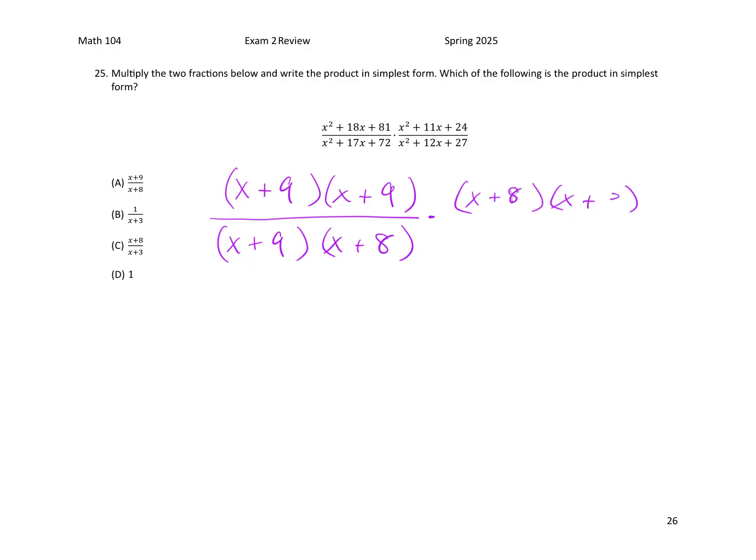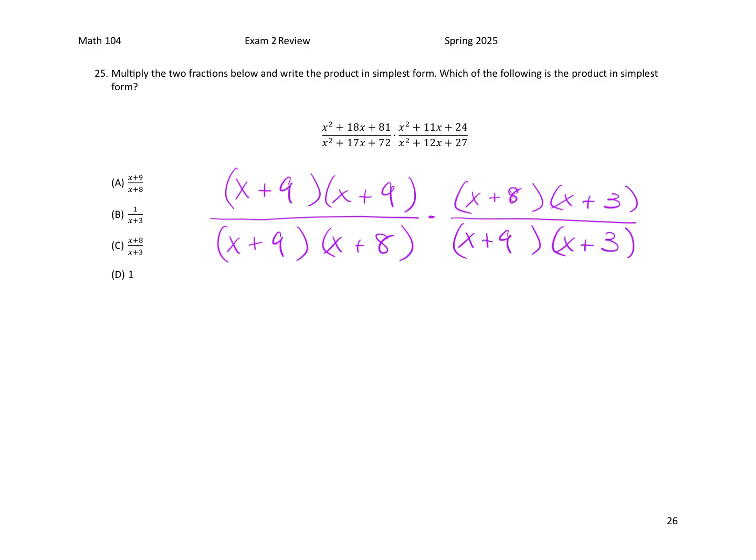And then x squared plus 12x plus 27, make the double bubble. I need an x and an x. And then I need numbers that multiply to 27 and add to 12. I'm going to go with 9 and 3.